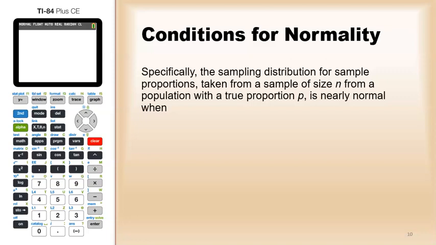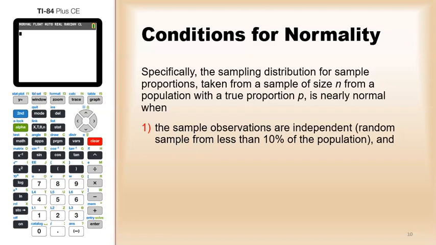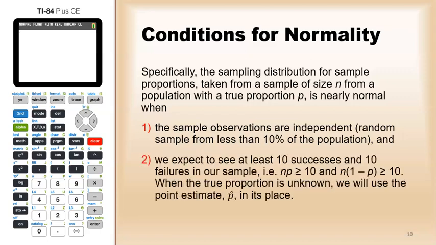Specifically, the sampling distribution for sample proportions taken from a sample of size n from a population of true proportion p, where p is, again, the probability of success, we'll consider nearly normal when, first, the observations are independent, and by that I mean a random sample from less than 10% of the population, and we expect to see at least 10 successes and 10 failures in our sample. In formula mode, we want n times p to be greater than or equal to 10, and n times 1 minus p to be greater than or equal to 10.